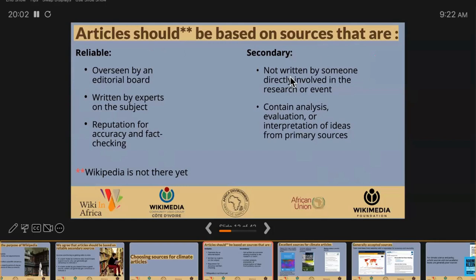And we also want our sources to be secondary. So this is a difficult concept, but this is really important. We want a source that's not written by someone who's directly involved in the research or whatever event it is, okay? And we want it to evaluate the existing research. We want our sources to give an idea of how accepted these claims are.